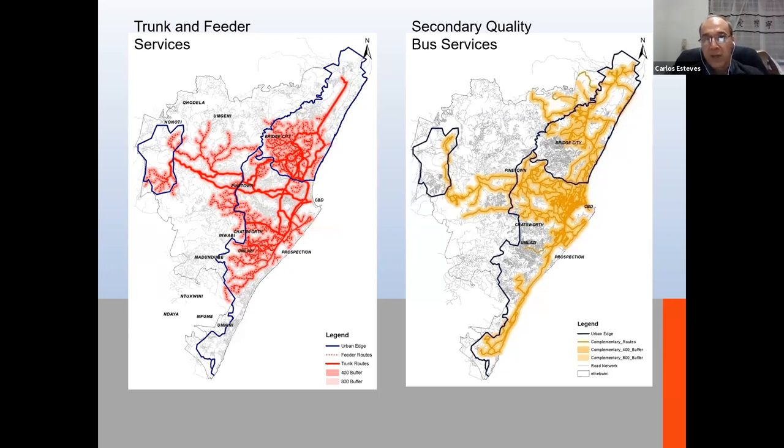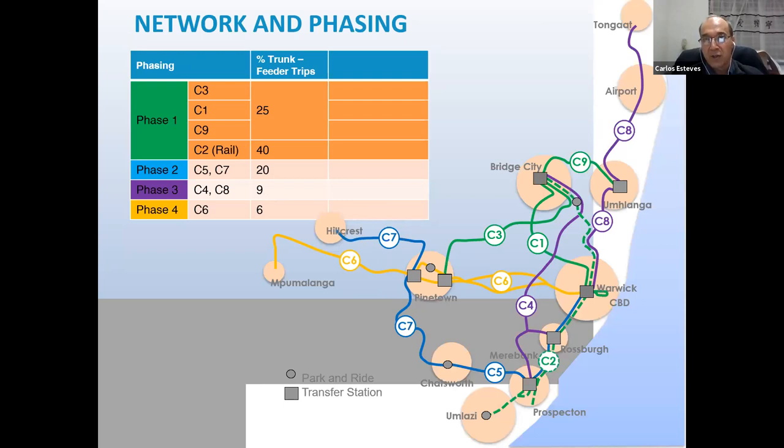So we have here the 9 corridors schematically and the phases that were conceptualized. The first phase was corridor C1, which is one of the green lines from the city center through to just past KwaMashu at the interface between Inanda and Phoenix, called Bridge City. The second corridor was C2, which is effectively the rail corridor between Bridge City, running through the city center through to Umlazi. That was corridor C2.